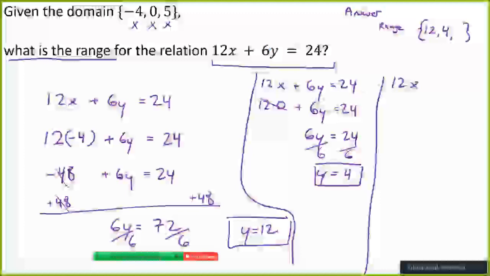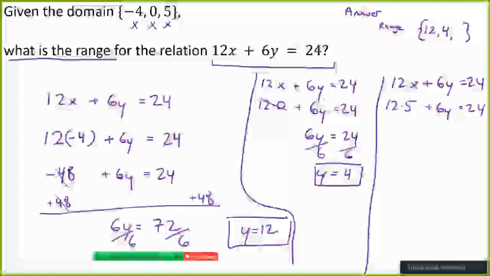Whenever we start over, remember you're starting over when you're plugging in a new number for x from the very beginning, from how the equation started, not how it changed when we did it the other times. 12x plus 6y is 24. All right, we plug in 5. So solve this through for y.